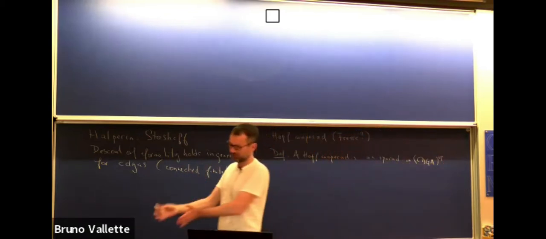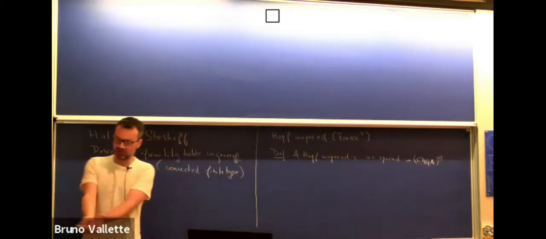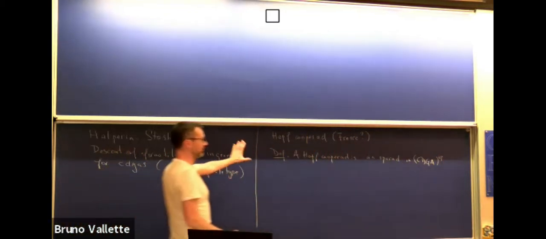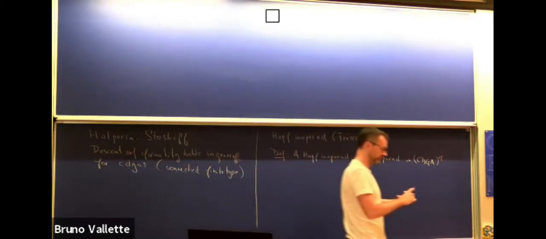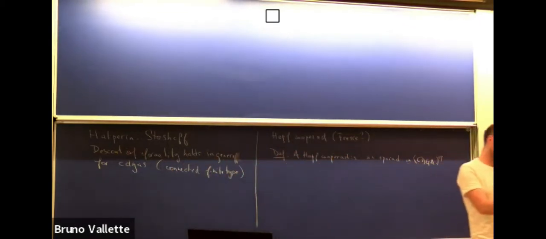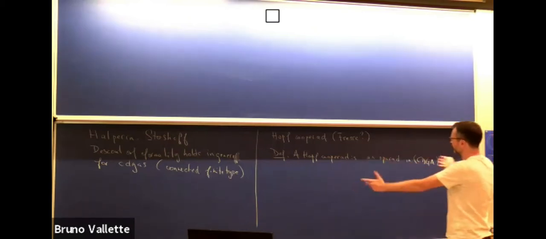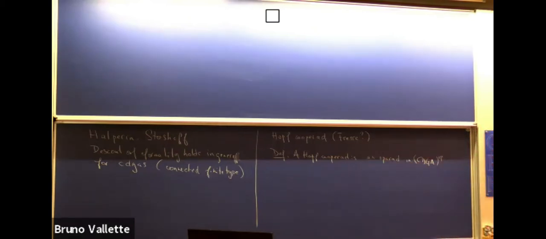So the opposite category of the category of CDGAs is a category with products. A tensor product of CDGAs is the coproduct in the category of CDGAs, so when I take the opposite category, it's a product. And so I can define an operad in this category. And that's what a Hopf cooperad is.